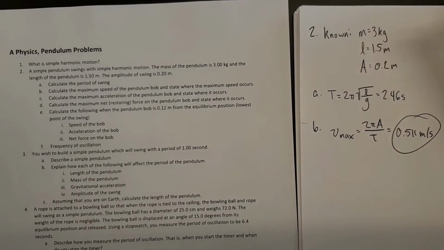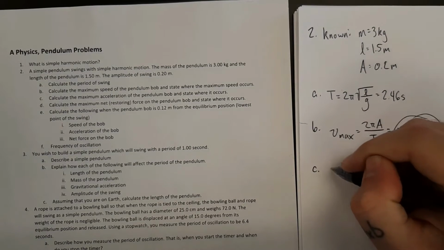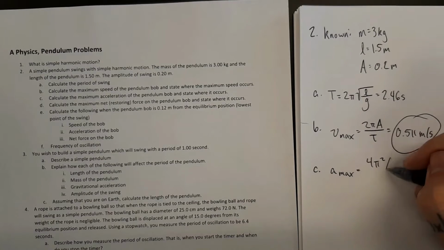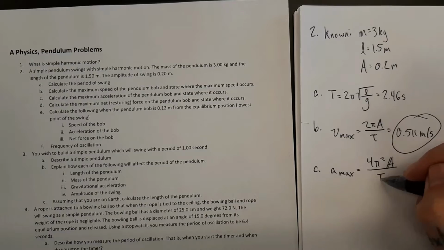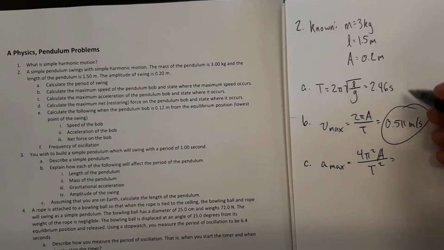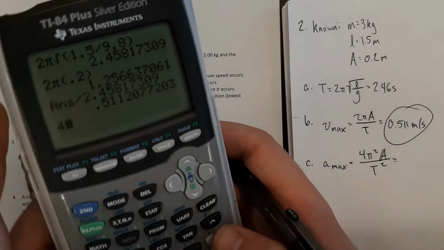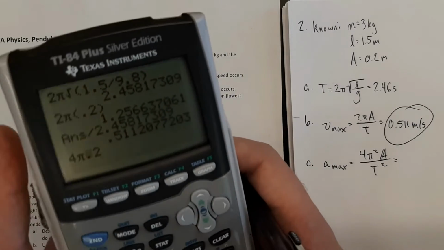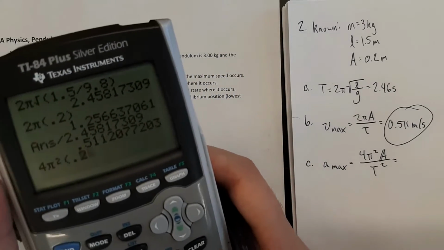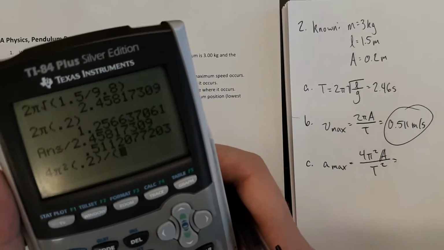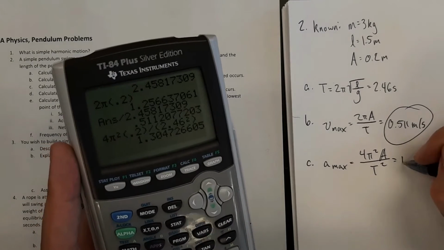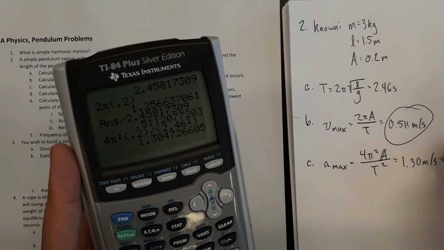All right, now looking for the maximum acceleration. Okay, for our maximum acceleration, that's going to be 4 pi squared times our amplitude divided by our period squared. So plug in those numbers: 4 pi squared, sorry, I forgot a squared in there, 4 pi squared times our amplitude of 0.2 divided by T squared, which is 2.46 squared. There we go. So our maximum acceleration is 1.30 meters per second squared.